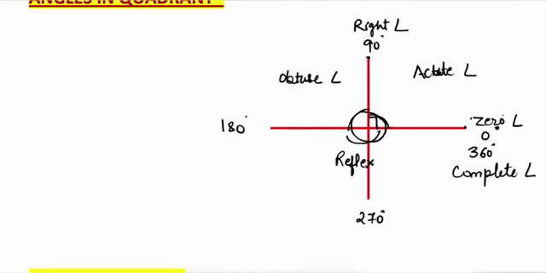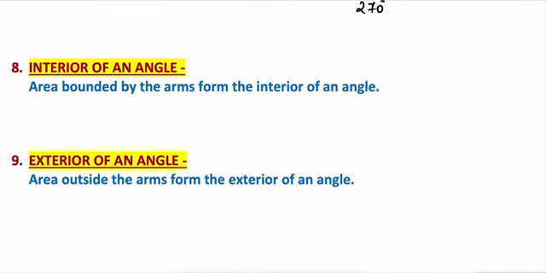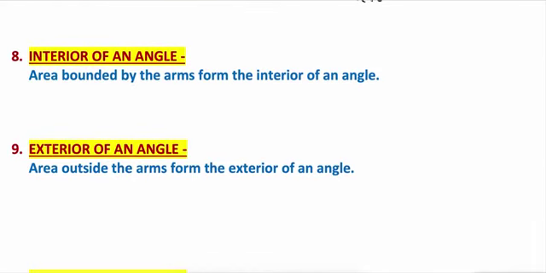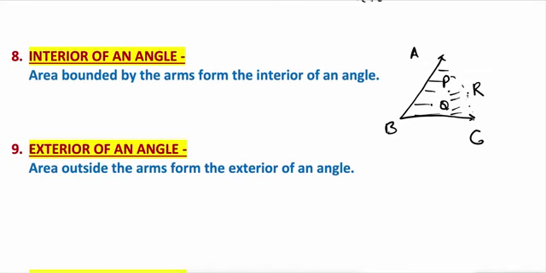Now let's see the last topic, the interior of an angle and the exterior of an angle. Suppose this is the angle ABC, and some points are inside, P, Q, R. The area bounded by the arms, containing these points, forms the interior of the angle. So if the points are inside the arms of angle ABC, this area is called the interior of the angle.